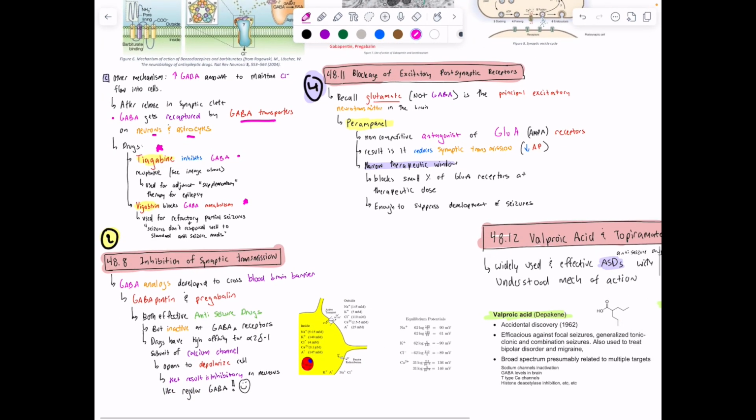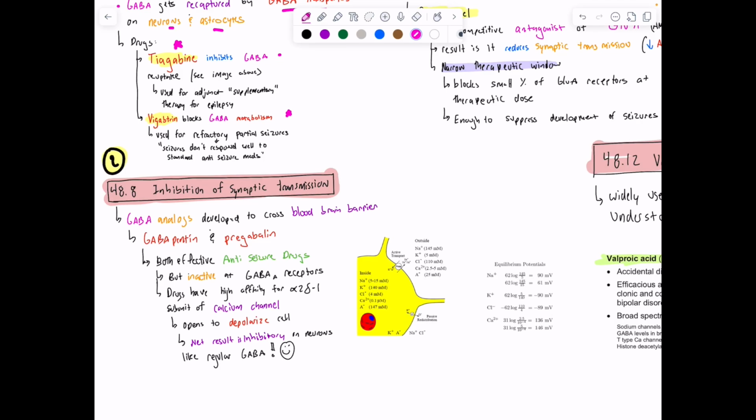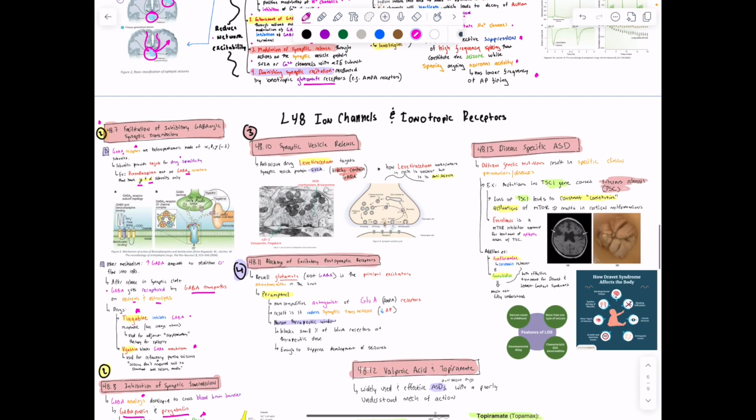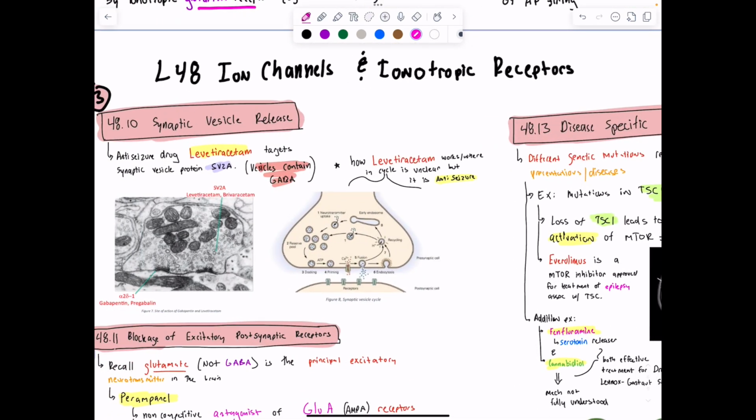All right. So then finally, we also have GABA analogs that were developed to cross the blood-brain barrier. We have gabapentin and pregabalin, both very effective anti-seizure drugs, but they're actually inactive at GABA A receptors, and they have high affinity for a subunit of a calcium channel, and the net result is inhibitory, just like regular GABA. But gabapentin and pregabalin actually don't work on GABA receptors, despite the fact that they are GABA analogs, which is maybe a potential question.